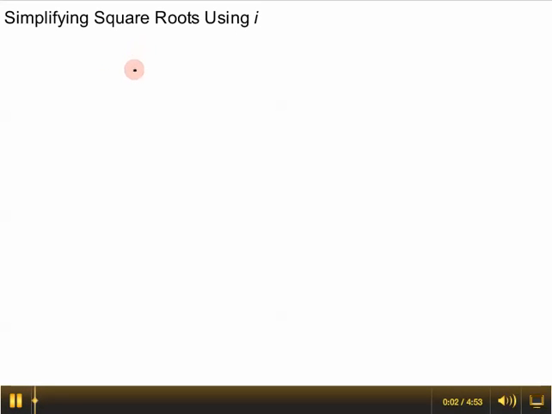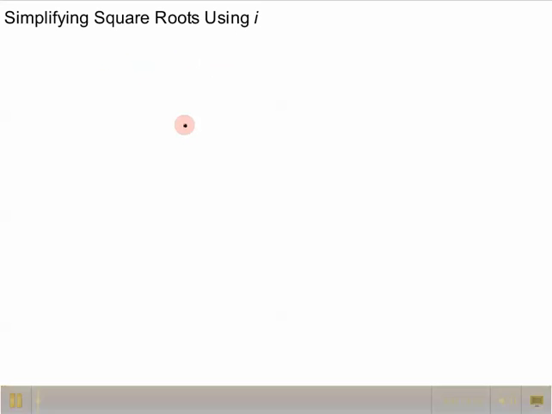Okay, so now that we understand the imaginary number i, let's see another way that's used in simplifying square roots. Before, if I asked you to simplify, and let's actually write the word simplify, it's important here. If I asked you to simplify the square root of negative 25, well, I'll make a note.